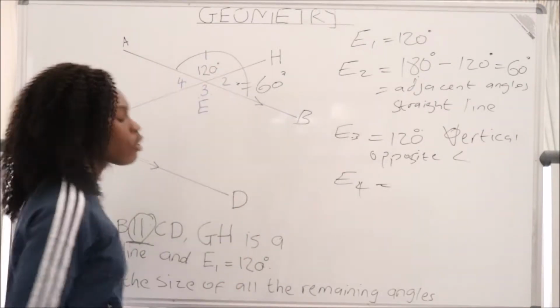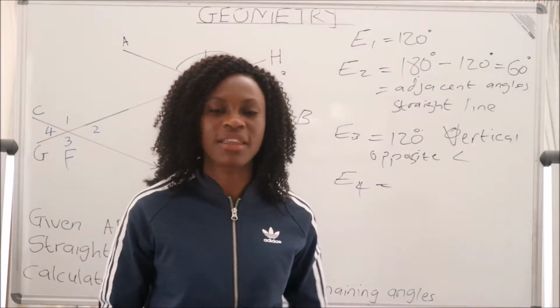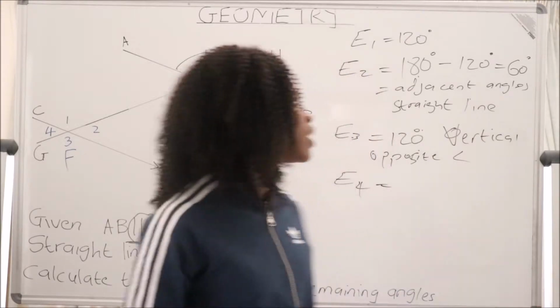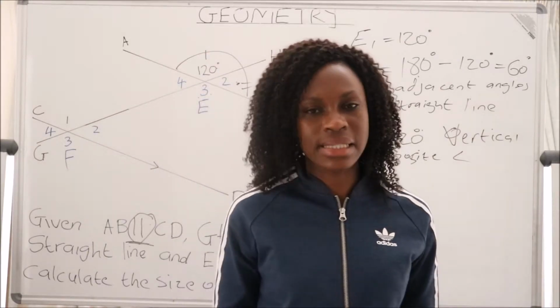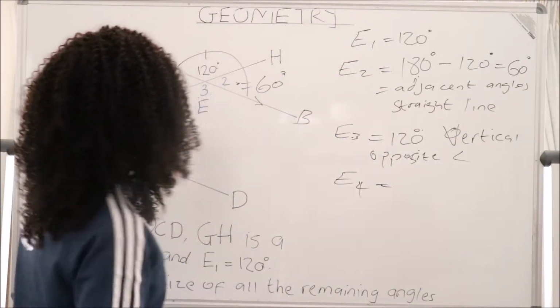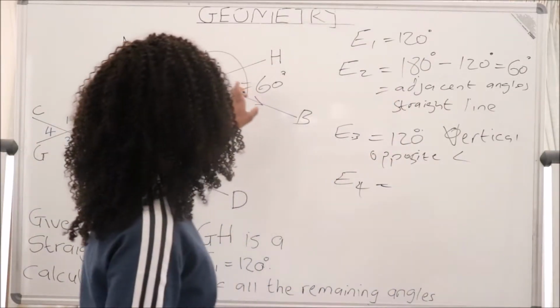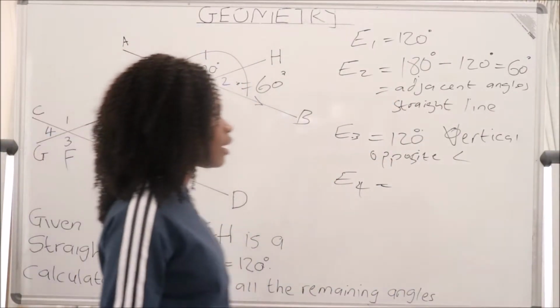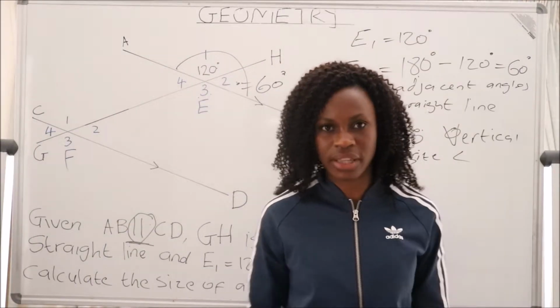And then another way of doing it, we can say that E1 and E4 are also on the straight line. They are adjacent to each other. So what we need to do is subtract the value of 120 from 180, since they are supplementary angles, to give 60 degrees. But another way of doing it without even taking a calculator is to say that vertical opposite angles are equal to each other, because E2 and E4 are vertical opposite to each other. That means that they are equal.